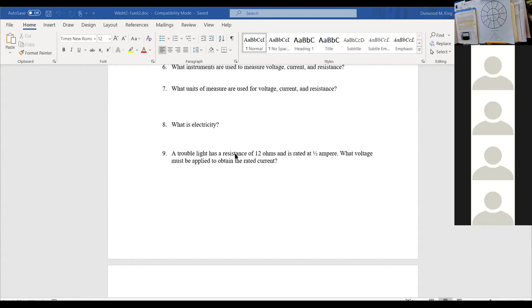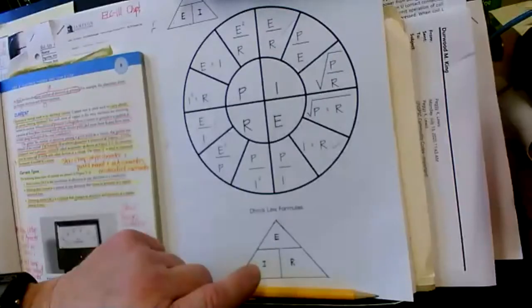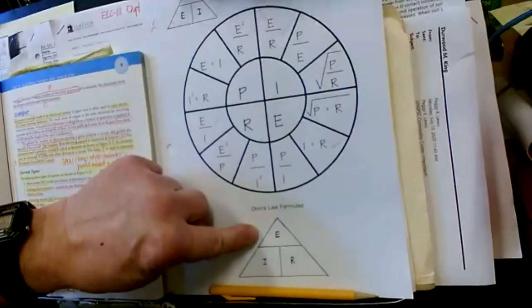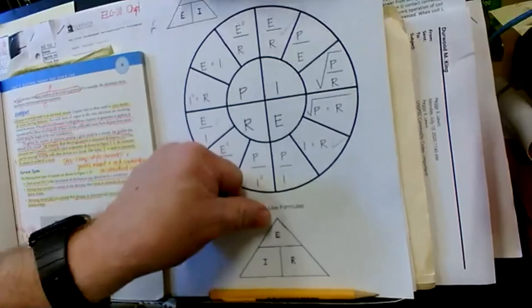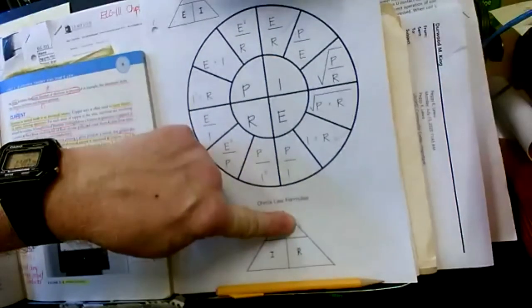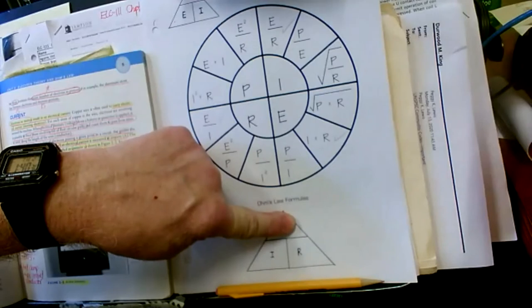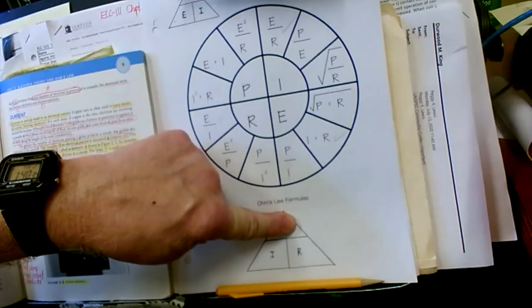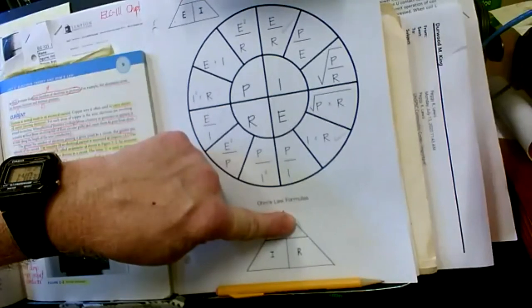Somebody read number 9. A trouble light has a resistance of 12 ohms and is rated at half an amp. What voltage must be applied to obtain the rated current? So we're given 12 ohms and we're given a half an amp, and we're looking for voltage, right? We're looking for E. I'm going to cover up E, and what does E equal? I times R. Now, so do the math there.